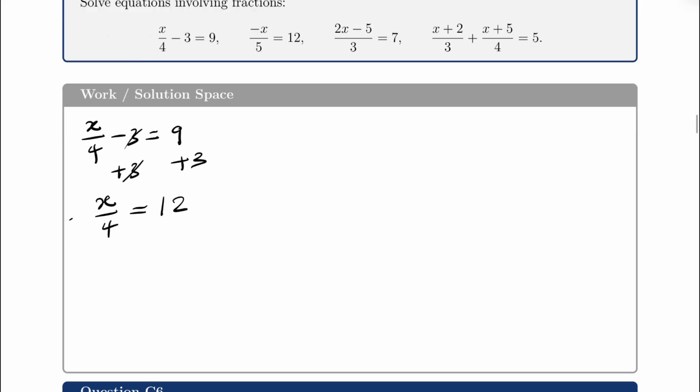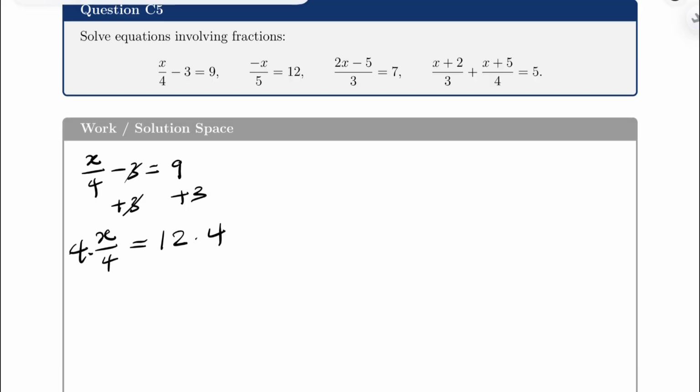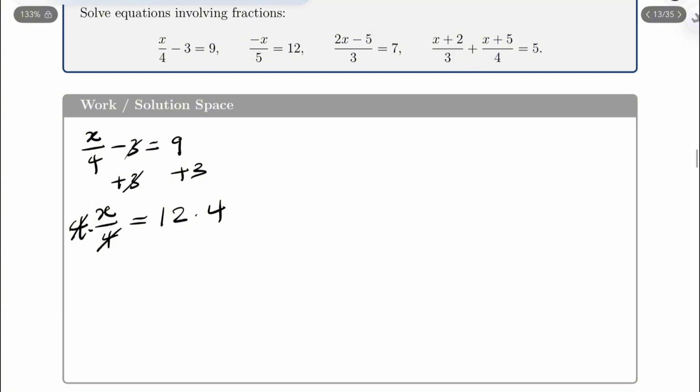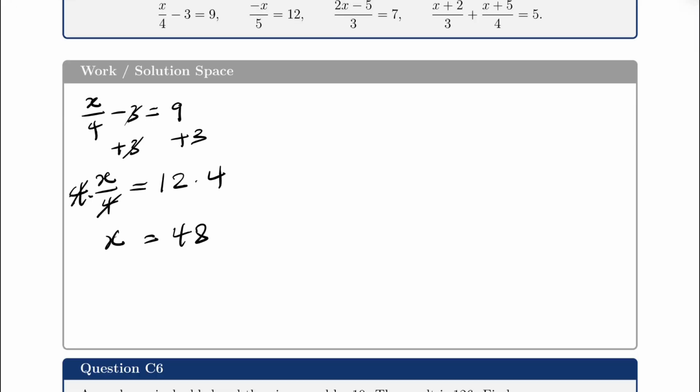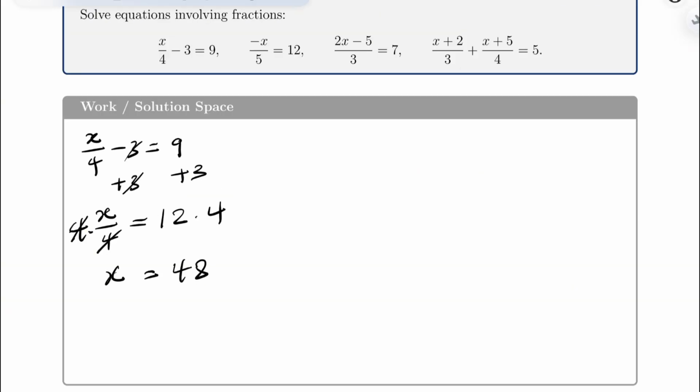Then we can multiply 4 on the left and 4 on the right so that we remove this fraction. So 4 and 4 cancels. I remain with x is equal to 12 multiplied by 4 is 48. Okay, 48. So in the same way, the second problem says negative x divided by 5 is 12.